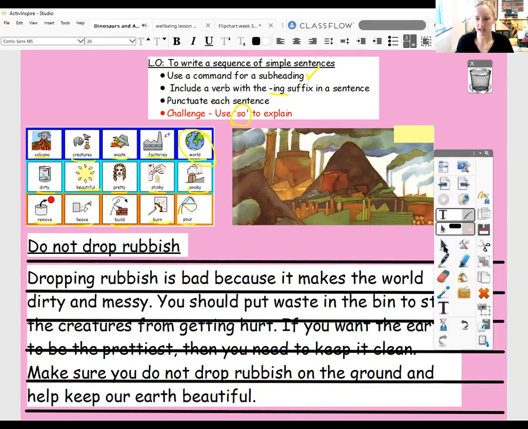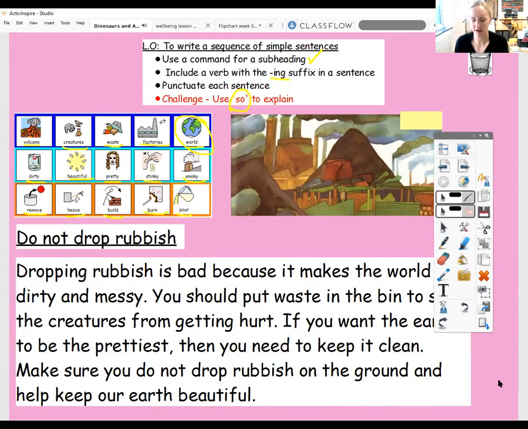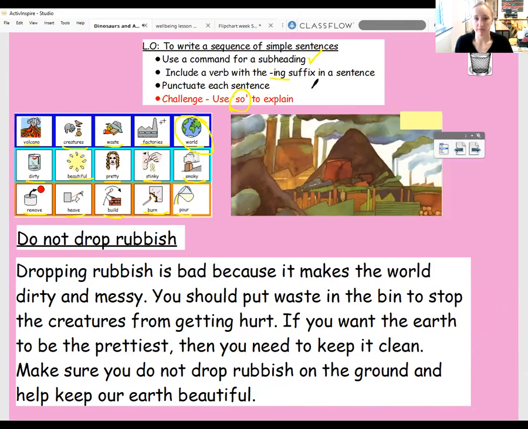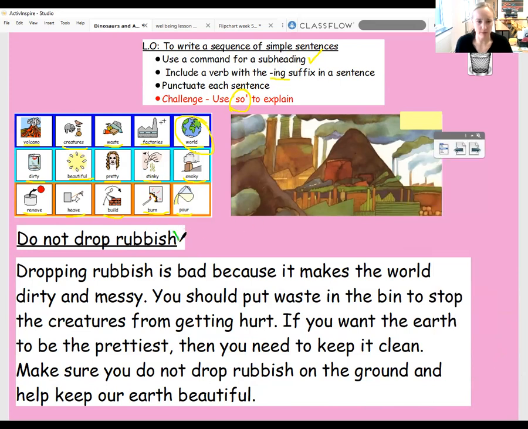Right, I'm going to check this now. I'm going to get rid of those lines that you can see with me. And let's have a little check and see how I have done with my piece of writing. So I needed, didn't I, a command at the start for my subheading. I'm just going to get my green pen, just like I'd mark it in school. And I've got my command there because here I've got do not drop, which is telling me what to do at the start. Then I needed to include a verb with ing in a sentence.